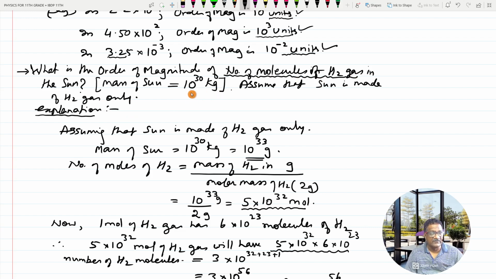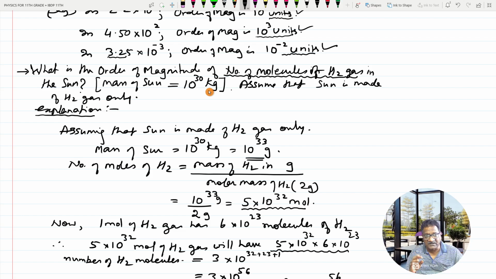And they have given us the information as mass of the sun is 10 raised to 30 kg. Okay, and assume that the sun is made up of hydrogen gas only. So in this question, it's a tricky one, but I'll make you understand and we'll get to the answer. In this question, you have to assume that the sun is of the mass 10 raised to 30 kg. So mass of the sun is how much? 10 raised to 30 kg.